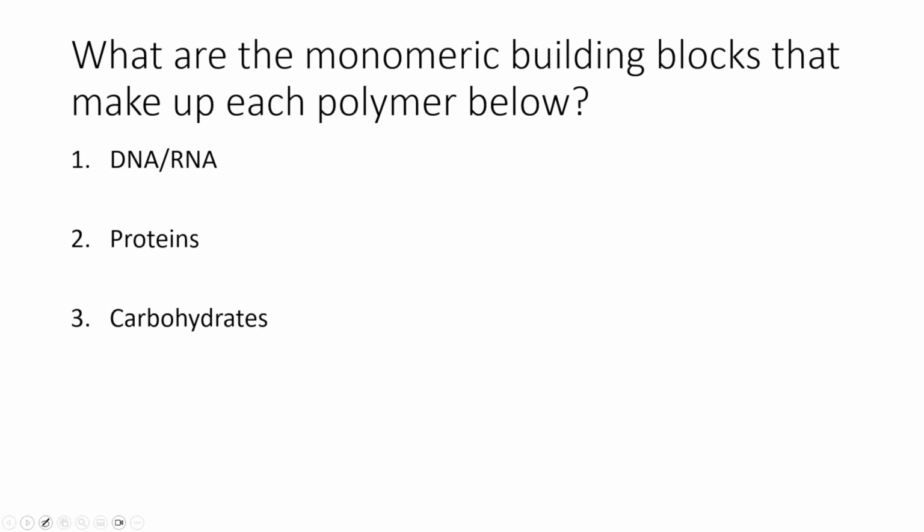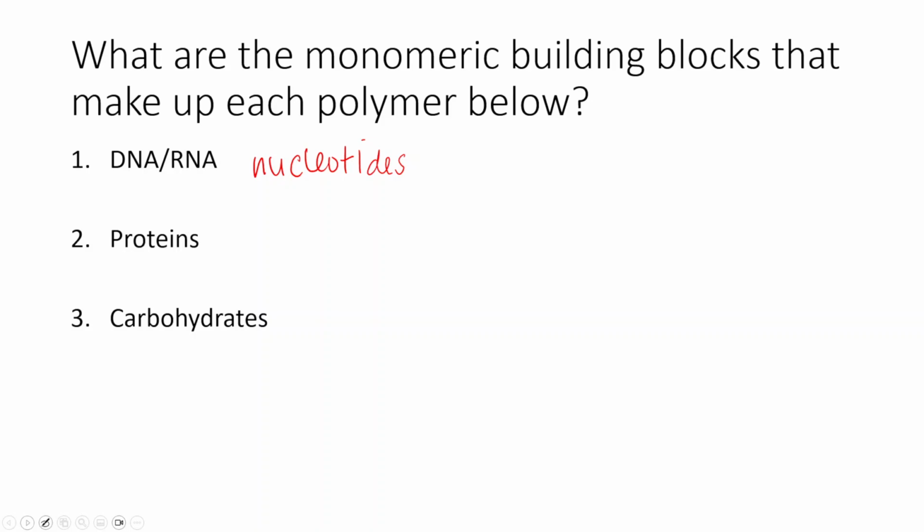Can anybody tell me the monomeric building blocks that make up DNA and RNA? Nucleotides, yes. So DNA and RNA are made from nucleotides, so they are polynucleotides or nucleic acids.